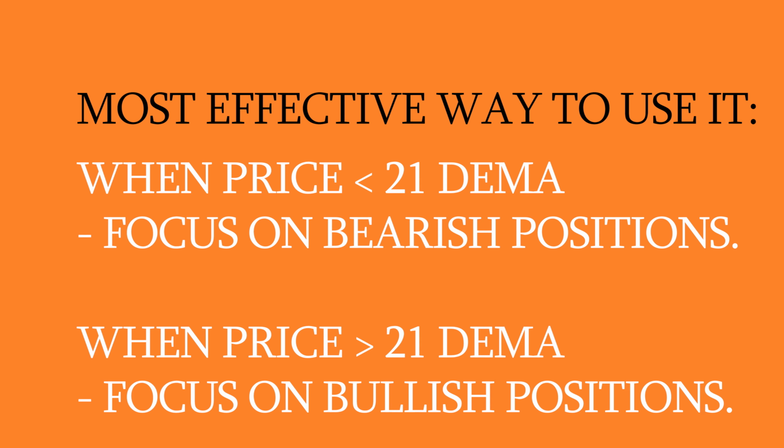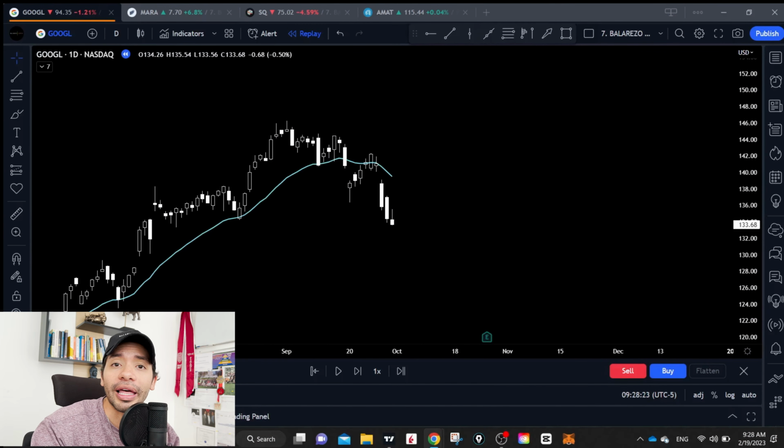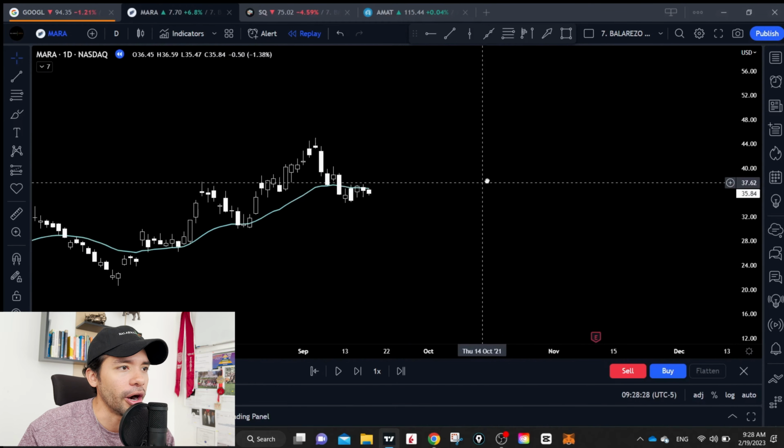What it means is that you are only going to look for bearish positions when the price is below it, and you're only going to look for bullish positions when the price is above it. And it doesn't matter what time frame you're trading. You just have to understand that if you're trading a lower time frame, then the movements are going to be a little bit faster, right? So let's take a look at another example here in Mara.